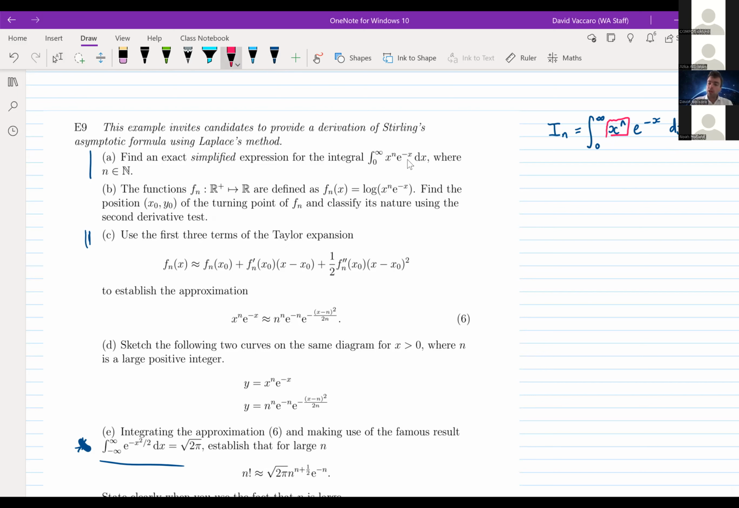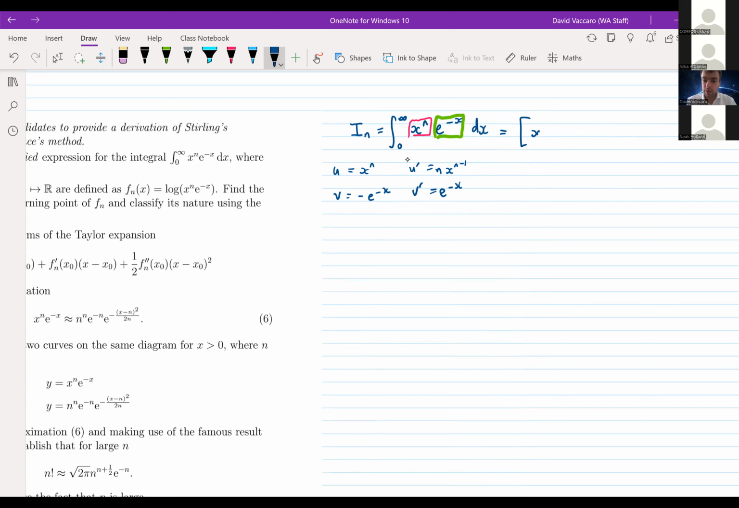The first thing to notice is that we've got a product of two functions. The e to the negative x is nice and easy to integrate, and the x to the n will differentiate to something simpler. So I'm not surprised to see in the chat suggestions to integrate by parts. I'll put u equals x to the n, u dash is n x to the n minus 1, v dash is e to the negative x, and therefore v is negative e to the negative x. When I integrate by parts, I get two negatives, so I get plus n times the integral from 0 to infinity of x to the n minus 1 e to the minus x dx. I've just used the integration by parts formula.